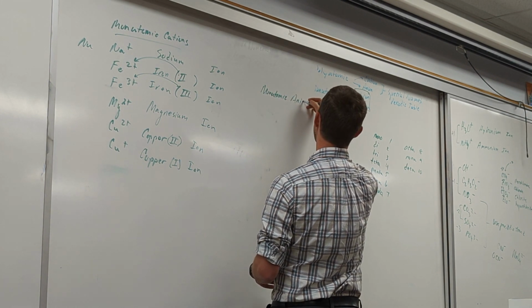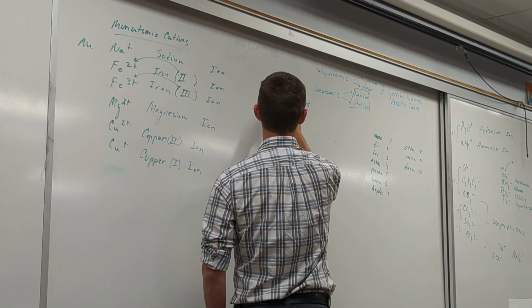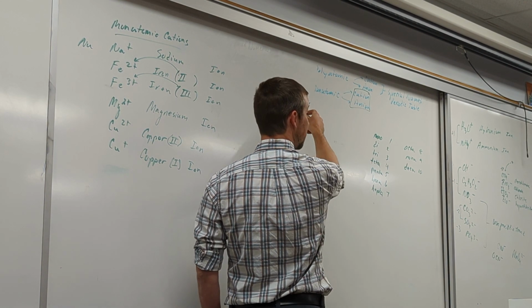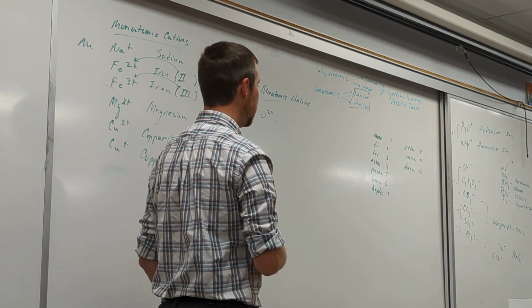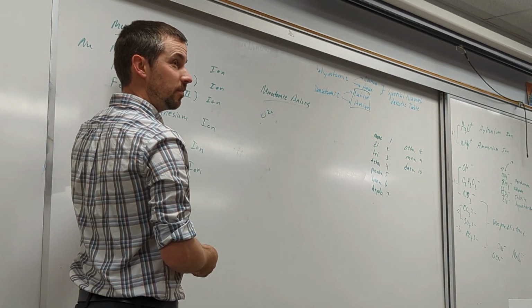Monatomic anions. All right, so those O2 minus, they have to be anions, meaning negatively charged. What's mon mean? One.